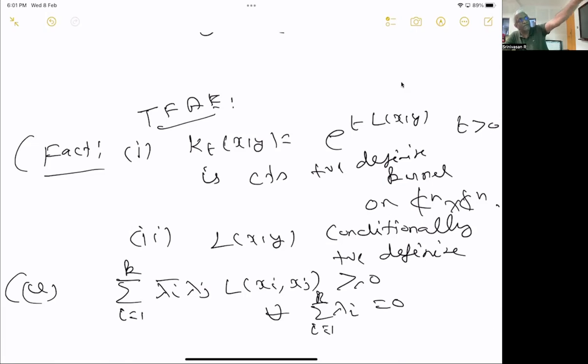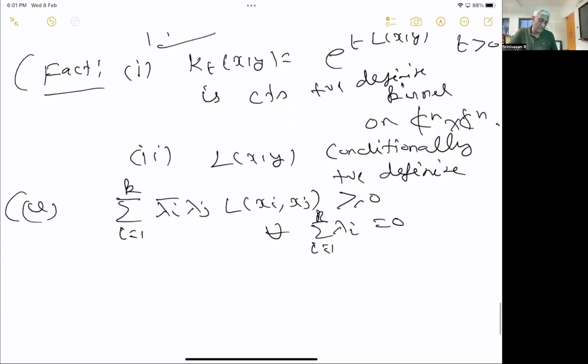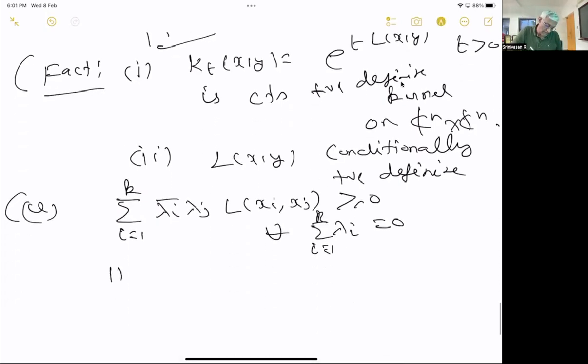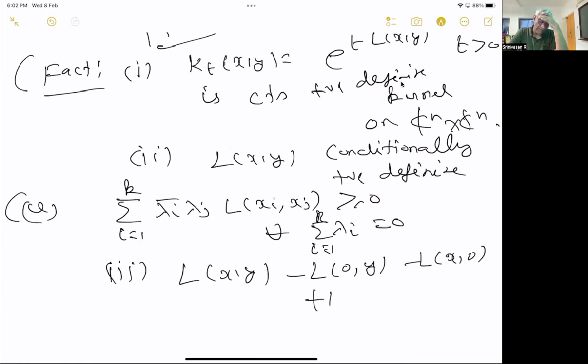This L is the log of the positive definite function k_t. So if k_t is positive definite for all t, then this L is positive definite. The statement is more general, but I will just use this. So this is equivalent to saying L(x,y) minus L(0,y) minus L(x,0) plus L(0,0) is positive definite.